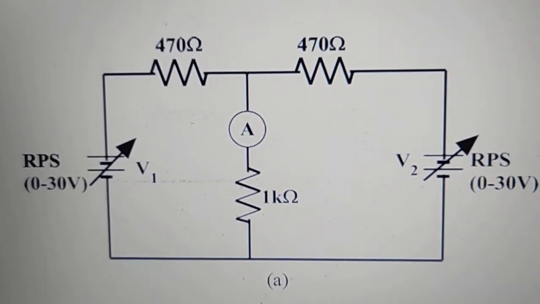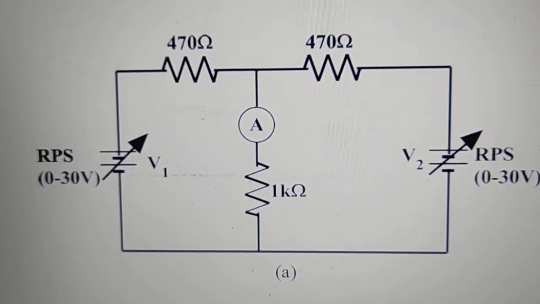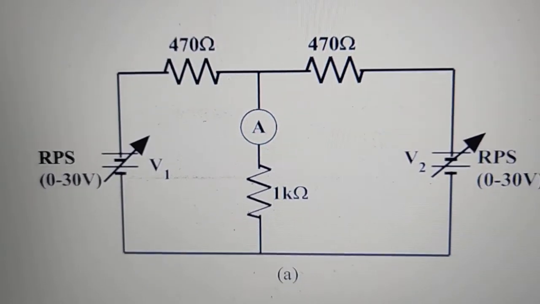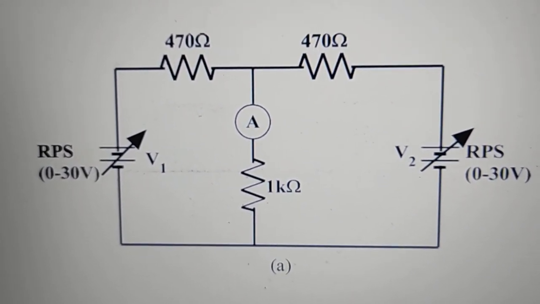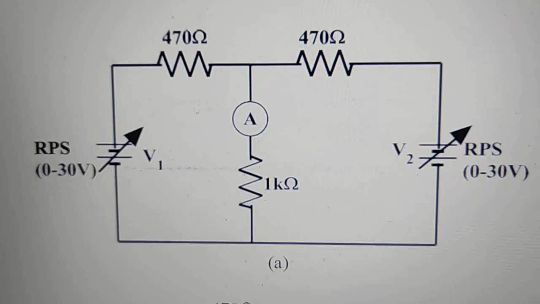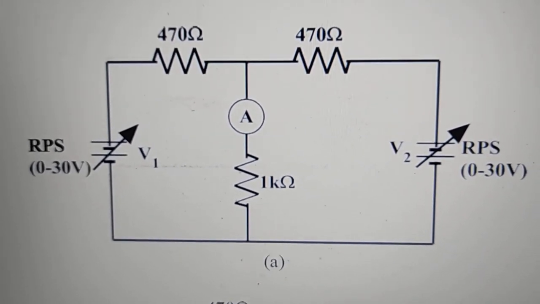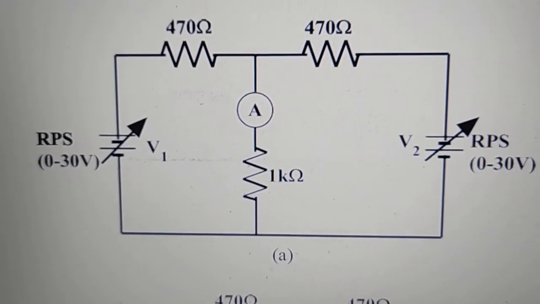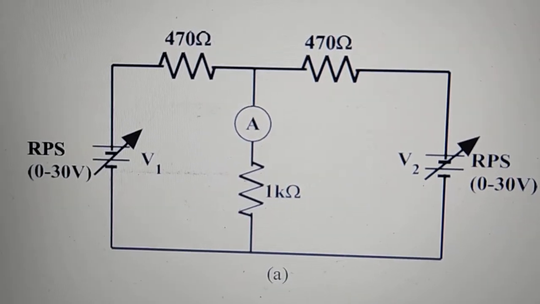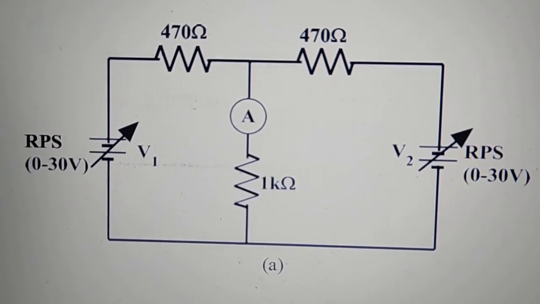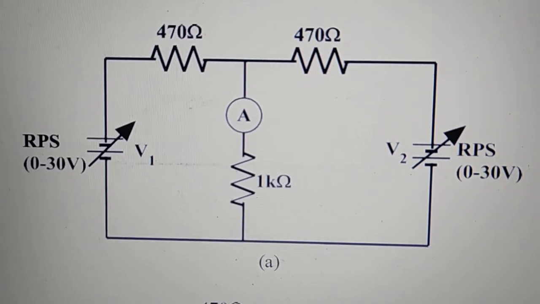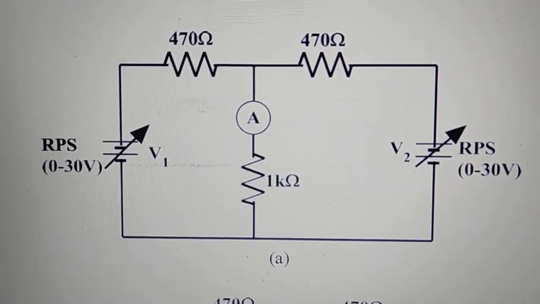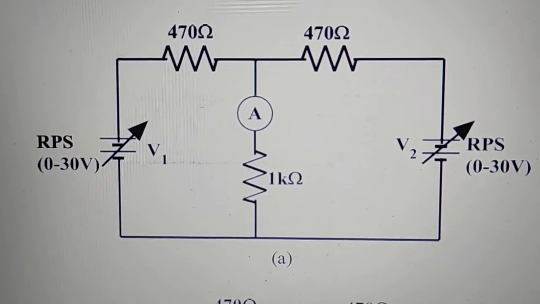So this is a circuit diagram to verify the superposition theorem. If you observe the circuit, we have 3 resistors and 2 voltage sources. The resistors are 470 ohms, 1 kilo ohm and 470 ohms, and the 2 voltage sources have a range of 0 to 30 volts, along with a variable resistor.